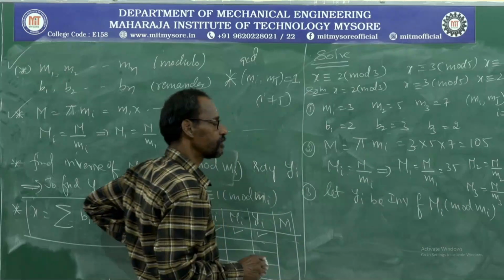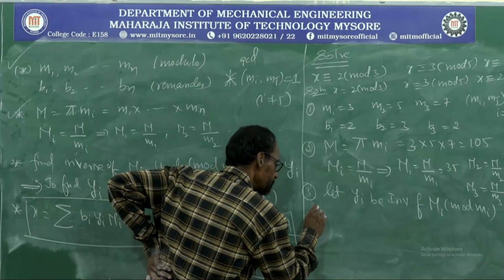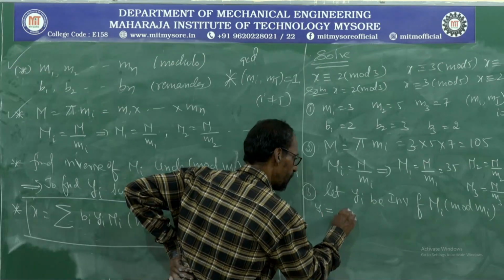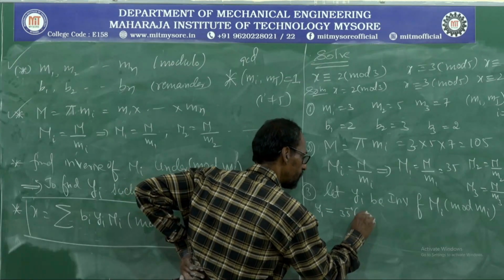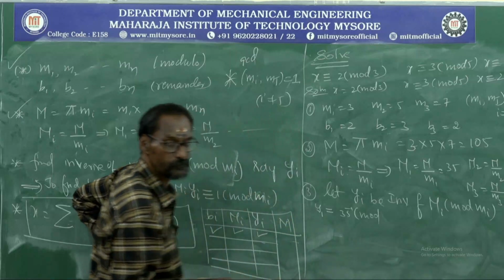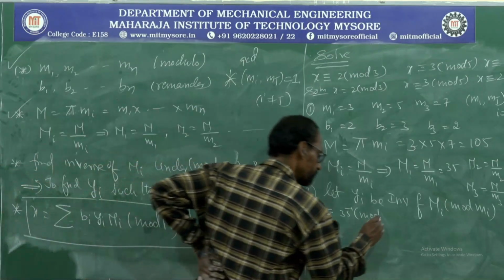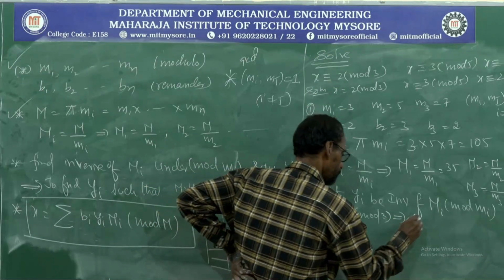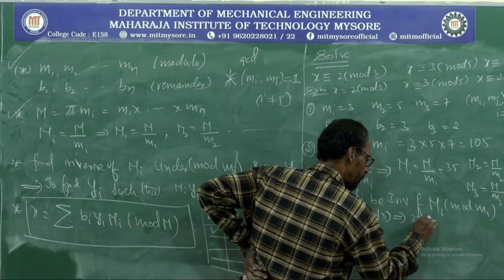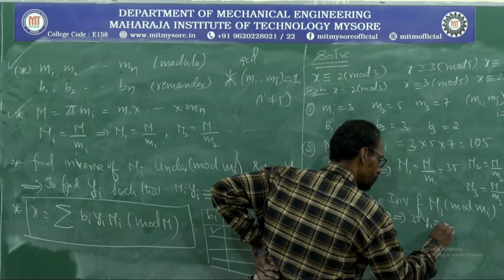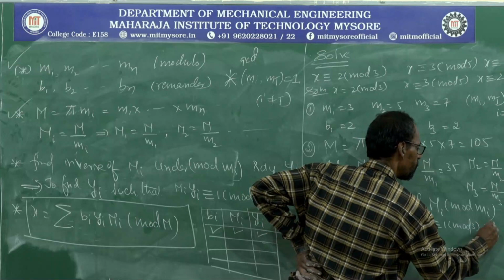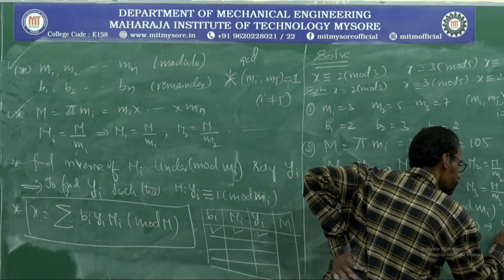This is a general statement. Now consider y1, which is the inverse of 35 under modulo 3, that is small m1. So this implies 35 multiplied by y1 should give 1 modulo 3. Simple mathematics. So what is y1?